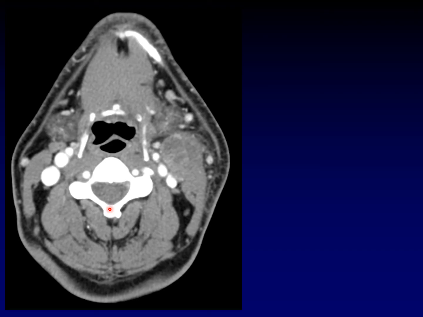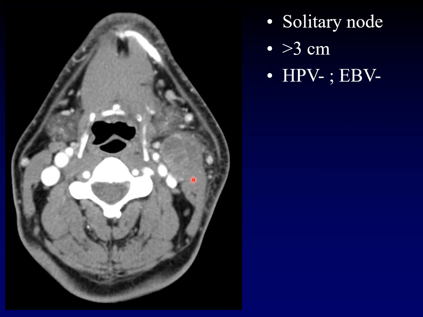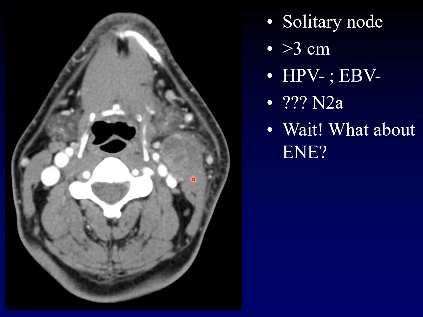Here's another example. This is the only lymph node, this one here. It's the only one. It is greater than 3 centimeters, but this is HPV negative and EBV negative. So should we call that N2A? Well, wait, there's one more thing.